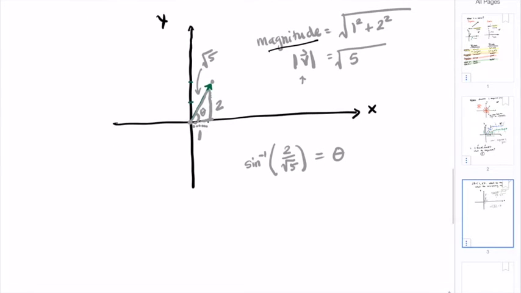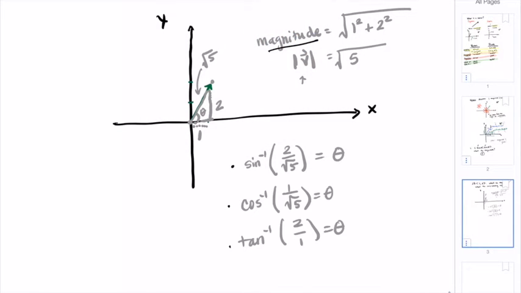Alternatively, I could have done cosine inverse of 1 over root 5, or if I never solved for root 5, I could do opposite over adjacent, which would be tangent inverse of 2 over 1. Each one of these should give me the same answer. But be mindful about the sign, because these inverse functions have some complication, as hopefully you remember from trig. If you're not sure what I'm talking about, take a moment and review.